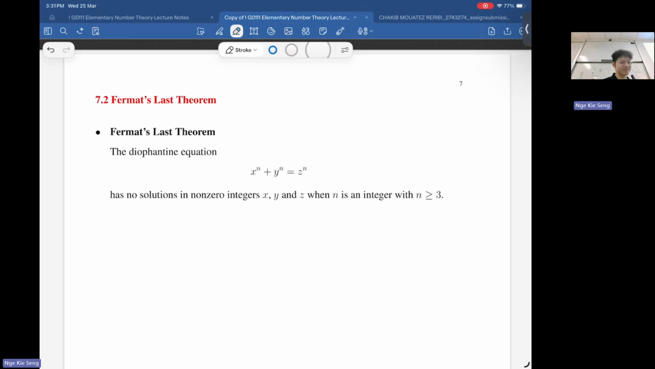Okay, this is Fermat's Last Theorem. What it says is that if you increase the power of x^n, y^n, and z^n, there's no solution when this power n is an integer greater than or equal to 3. And so the Pythagorean triple is kind of a miracle, actually.